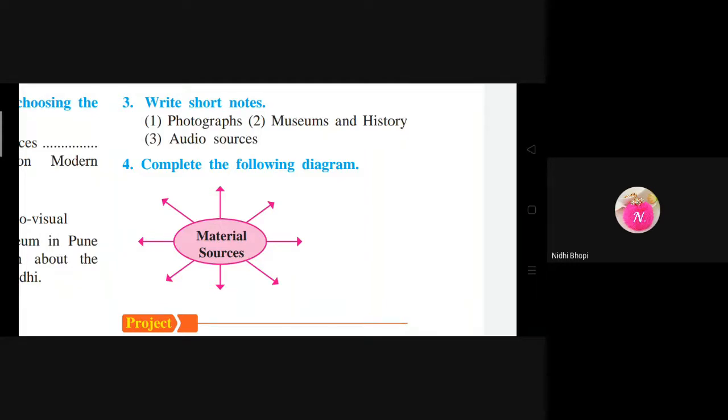Okay, good. Now, Gaurav, can you tell us about museum and history? Yes, Gaurav? Yes, ma'am. Ma'am, is my voice audible? Yes, now you're audible clearly.